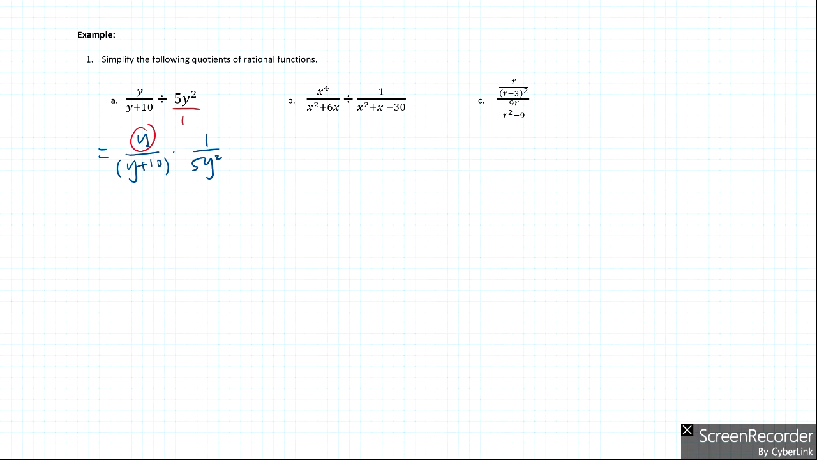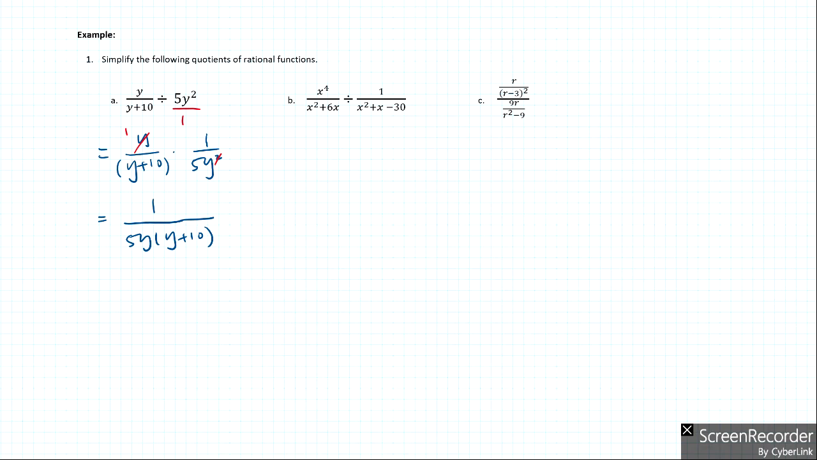So now if we look at that y and 5y squared, we can cancel these two out. The y is gone from the top, and one of the y's on the bottom is gone from 5y squared. As a final result, we would only have 1 left on top, because when we cancel this out on the top, we just have a 1 left. 1 times 1 gives us 1. And on the bottom, we have 5y times y plus 10. Because we don't have any other factor that's not equal to 1 left on the numerator, this is the final answer. We don't have to simplify it any further.